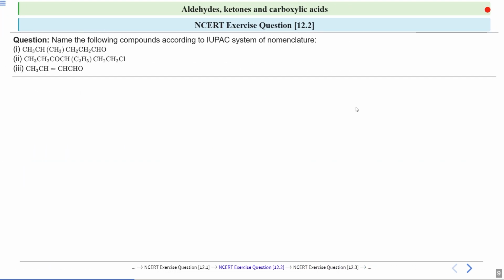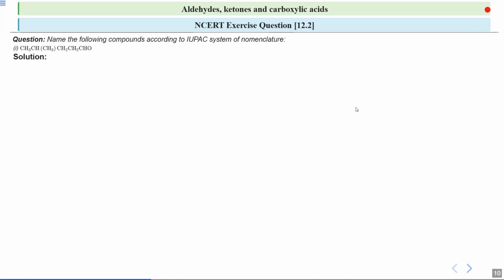In the next question, it is asked to name the following compounds according to IUPAC system of nomenclature. So 3 parts are given to you. You have to name these compounds and you have to follow the IUPAC nomenclature. Okay, so let's solve the first part.